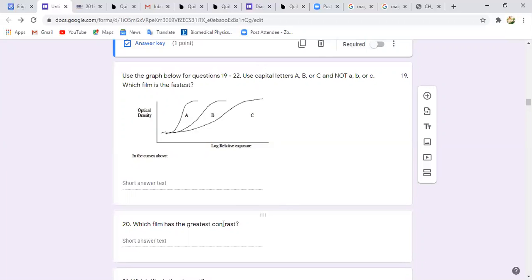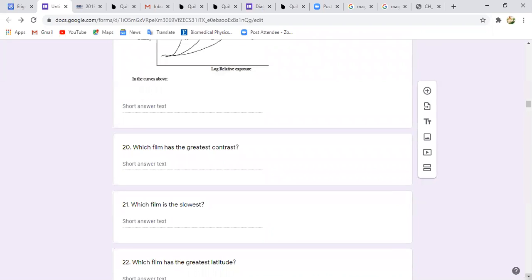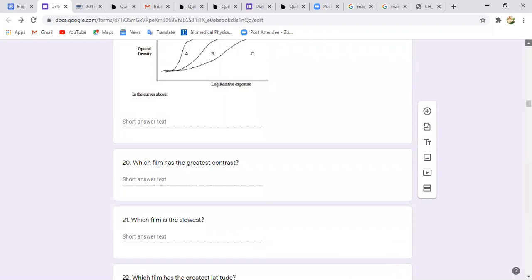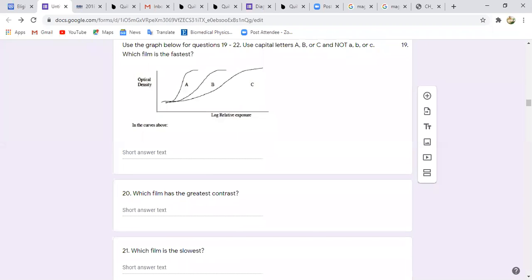So which film has the greatest contrast? I think A also has the greatest contrast, because contrast has to do with the gradient of this curve, and this one has the steepest gradient, followed by this, followed by C. If you find the gradient of this one, it is steeper than this. So the steeper the gradient, the more the contrast. And which has the slowest? Of course, if A is fastest, C is the slowest. So this is a bonus.